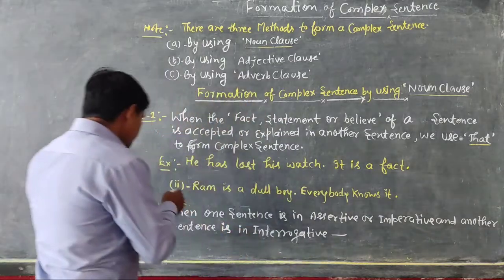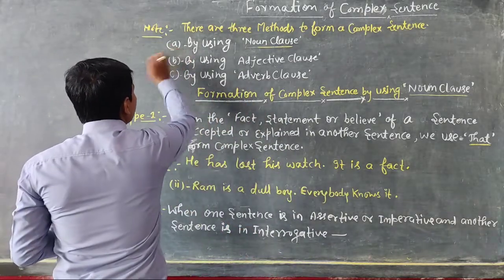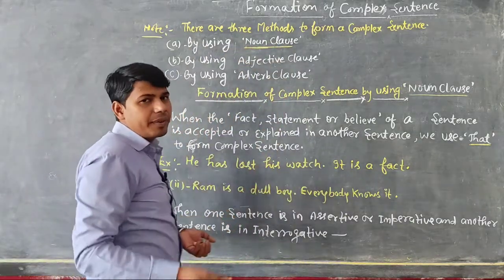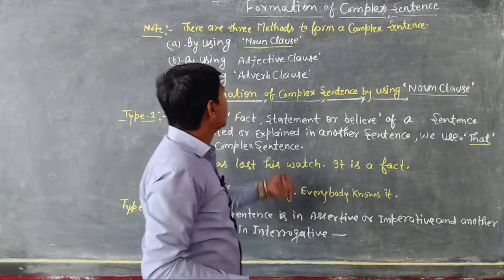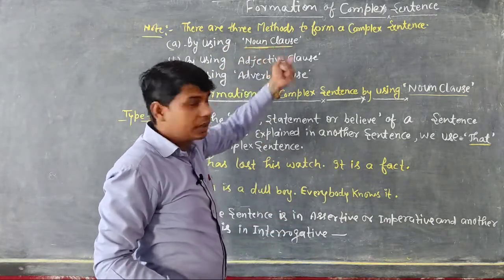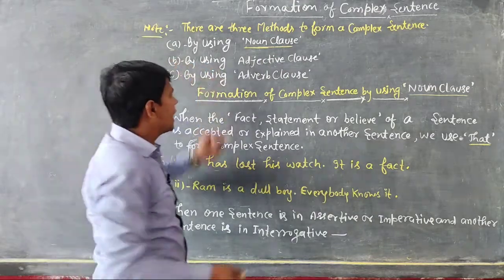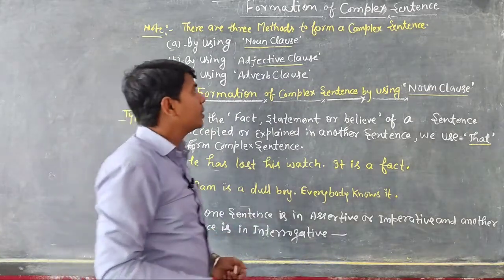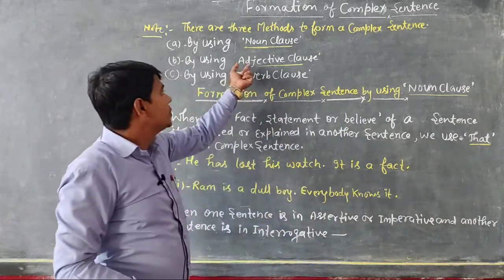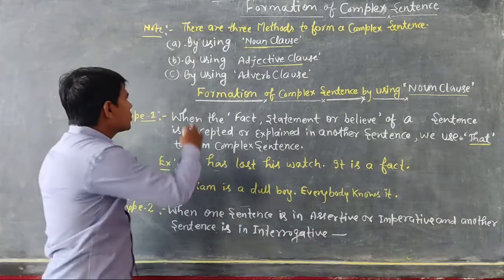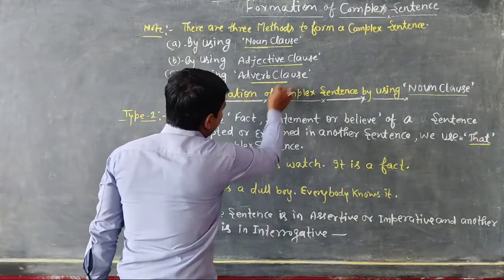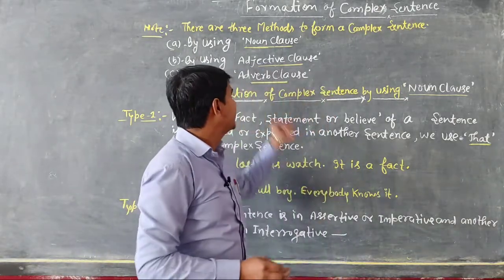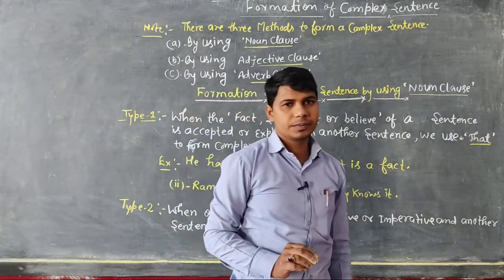The first one is by using noun clause. We can form a complex sentence with the help of a noun clause. The second method is by using adjective clause. So we can also form a complex sentence by using an adjective clause. And the last one is by using a verb clause. So you can form a complex sentence with the help of a verb clause.